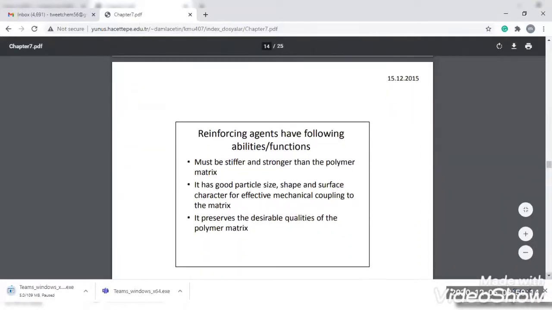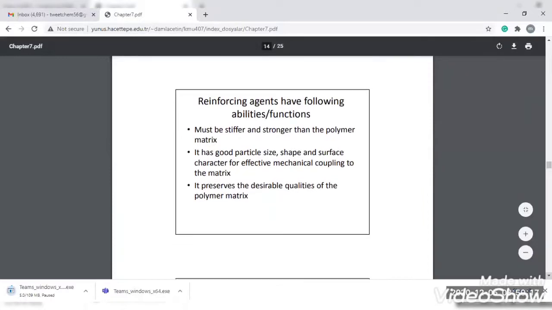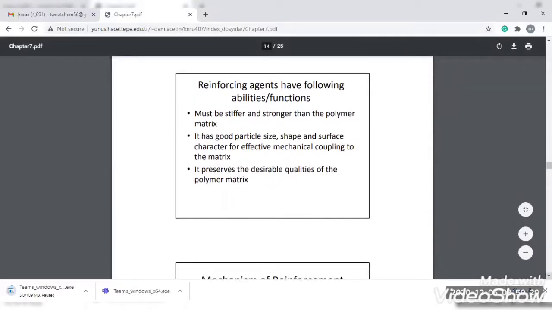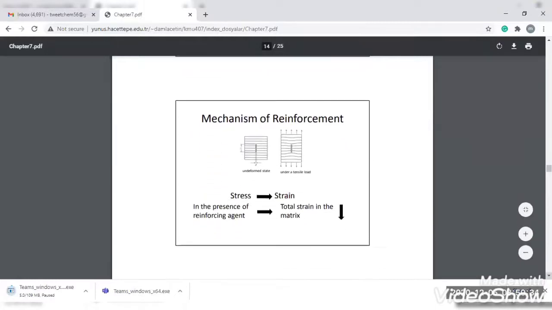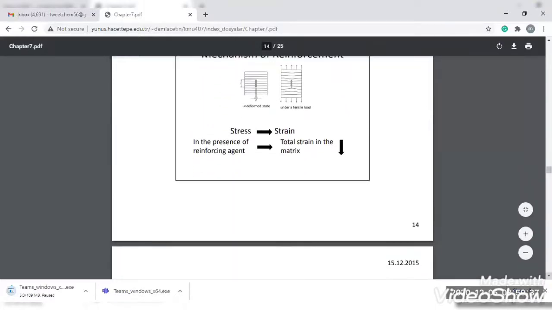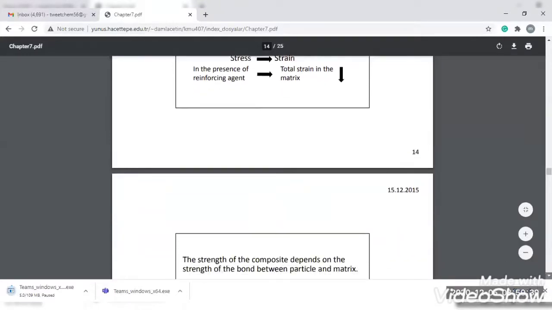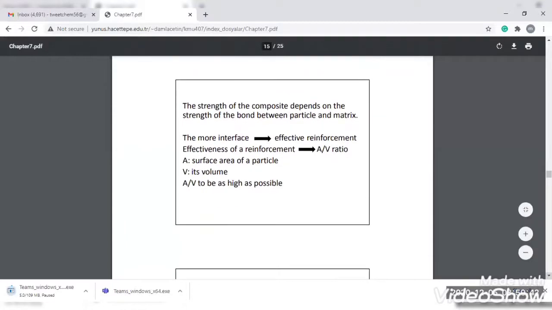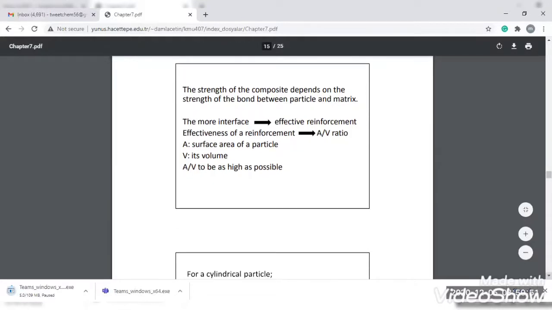But the reinforcing agents have the following abilities and functions: they must be stiffer and stronger than the polymer matrix. They have good particle size, shape, and surface texture for effective mechanical coupling to the matrix, and they preserve the desirable qualities of the polymer matrix. What is the mechanism of reinforcement, stress and strain, and in the presence of a reinforcement agent the total strain in the matrix? Now, friends, the strength of the polymer composite depends upon the strength of the bond between the particle and the matrix. The more interface, the more effective the reinforcement; the effectiveness of the reinforcement depends on the aspect ratio and the surface area to particle volume ratio, which should be as high as possible.